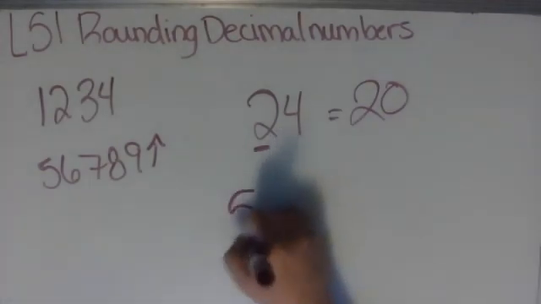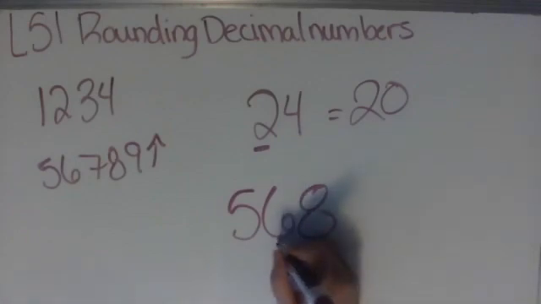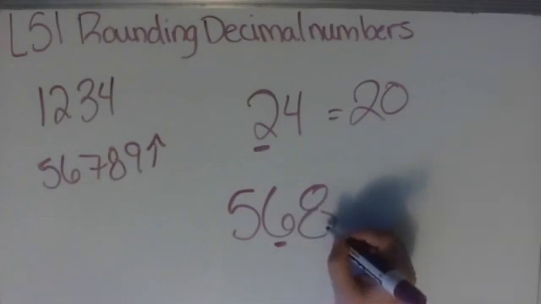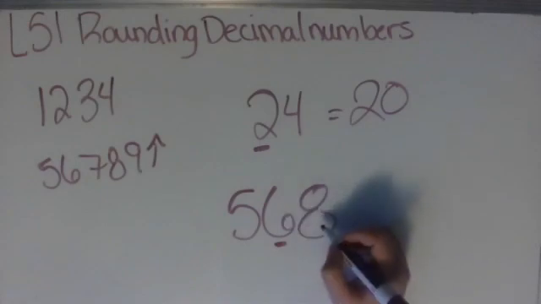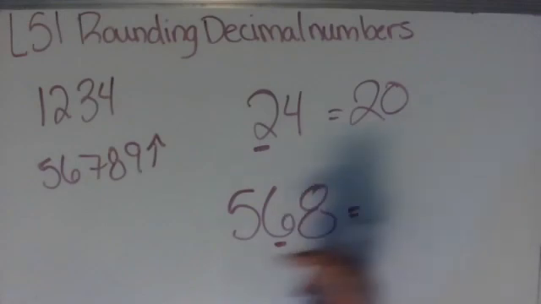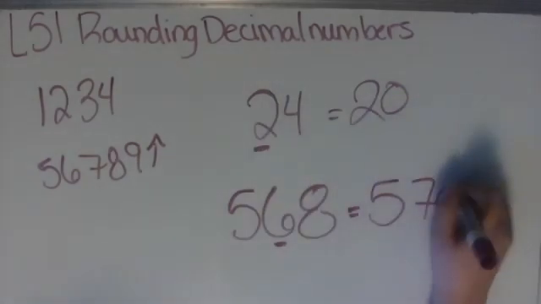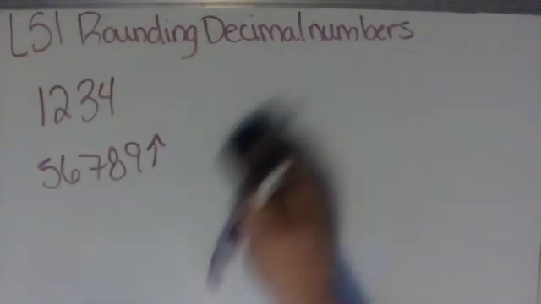Same thing if I had 568 and I'm asked to round to the nearest tens column, I again find the tens column, and then I look at the number to the right, and I say, okay, does 8 tell me to round up to 7 or stay the same at 6? 8 tells me to round up, so it turns into 570. That is normal rounding. So for rounding with decimals, you do the exact same thing, only you're using decimal numbers.